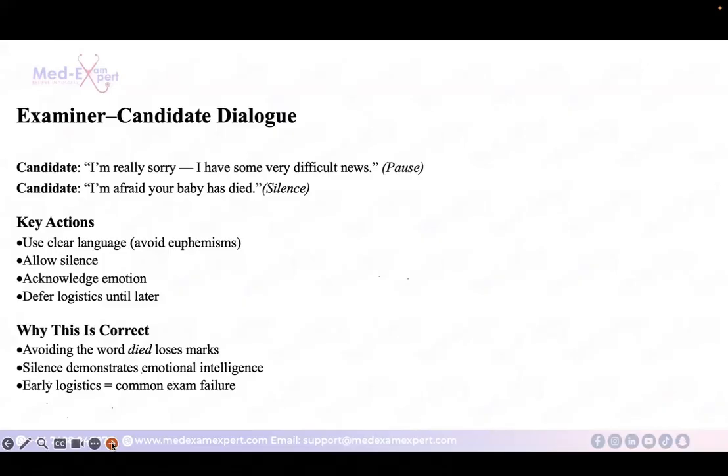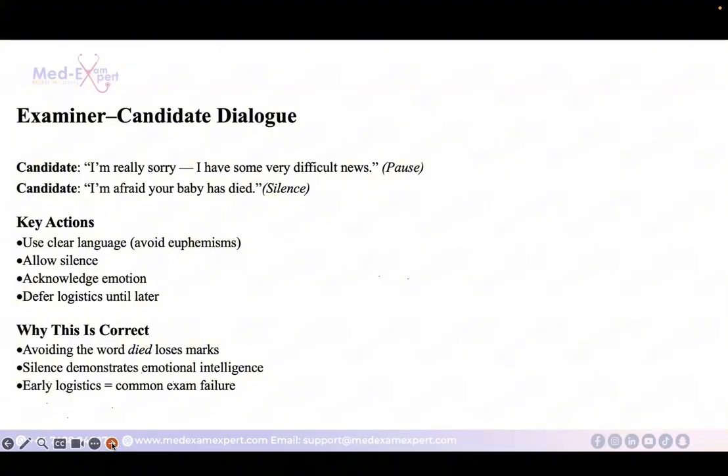Your scenario is telling that the woman at 36 weeks presents with reduced fetal movements. Ultrasound confirms no fetal heartbeat. It's confirmed, so it's telling you she has got IUD. Is there anyone outside? And the patient is constantly asking you, is there a problem? Then you say, I'm really sorry. I have some very difficult news. Have a bit of a pause and then say, I'm afraid your baby has died.